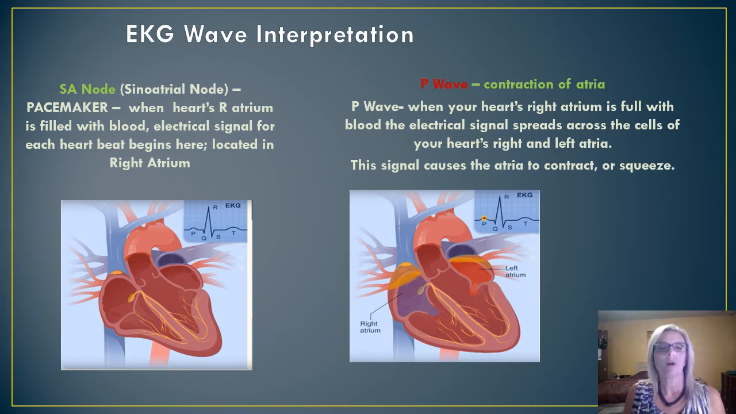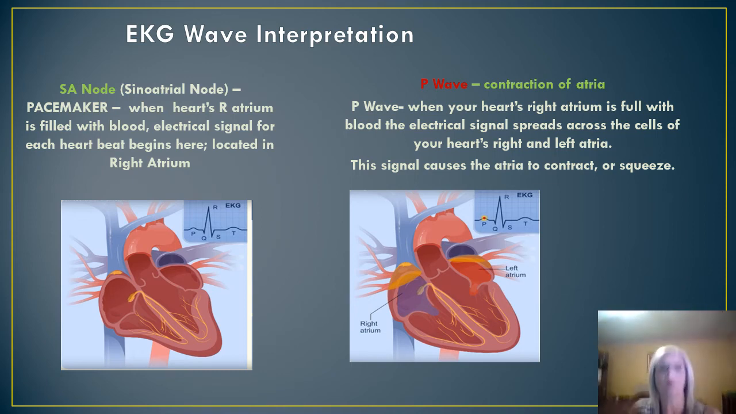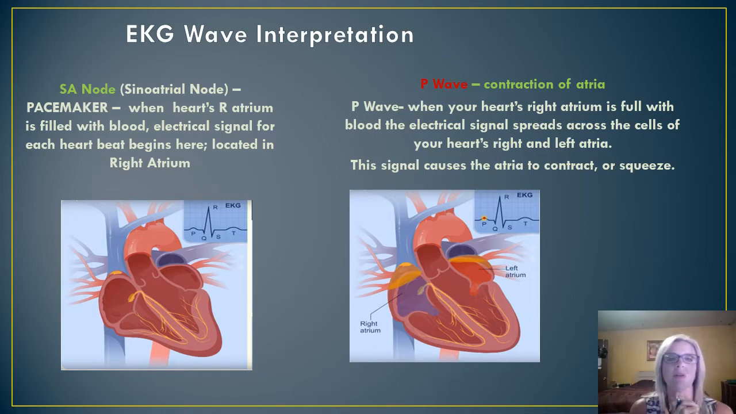So let's look at where these show up on the EKG wave here. We're at the SA node, which is our pacemaker cell, sinoatrial. The right atrium is filled with blood. The electrical signal for each heartbeat is going to begin here. All right, and so what we see is the P wave. This occurs with the contraction of the atria.